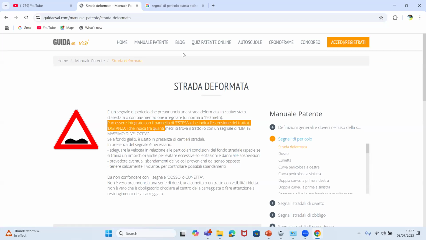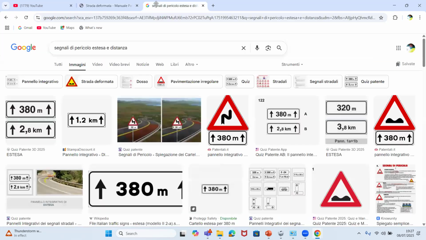You guys are 16 of you guys here. Follow me. They said, under this segnale, può essere integrato. Now, there is a segnale called pannelli integrativi. See, this particular segnale is very, very important. I will show you a typical example. Now, watch. This is a good example of Segnali Di Pericolo.